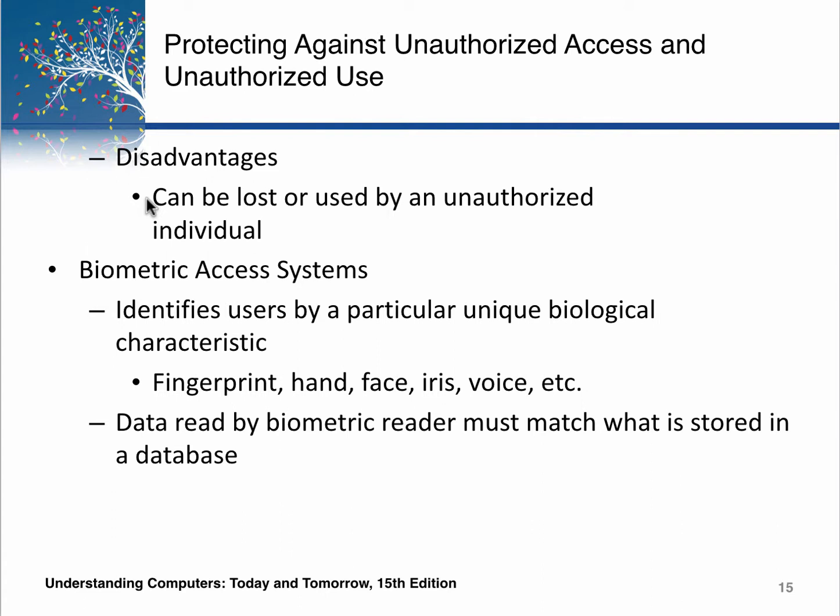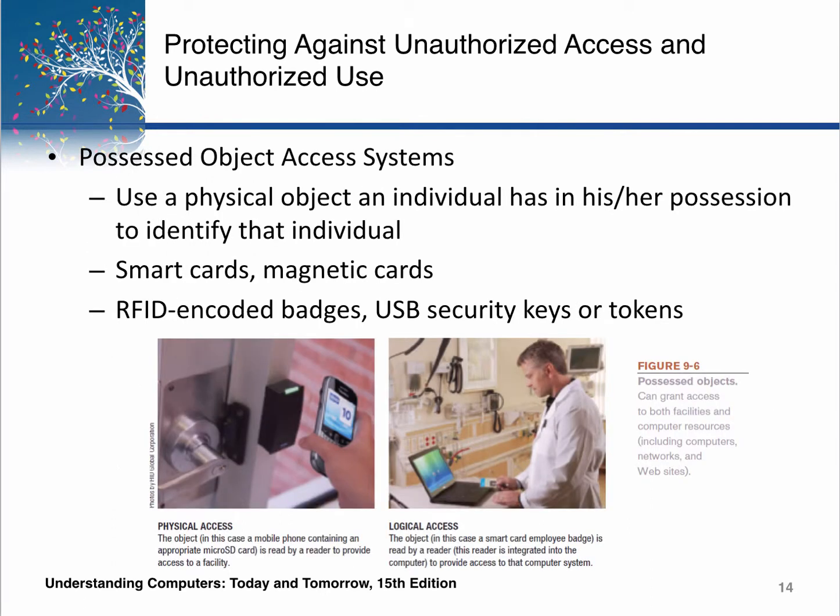A friend of mine worked in the military. He worked in military intelligence. And the issue he had is that, let's say you have a 4-star general who has a possessed object access system, something like a key card or something like that. They go to a restaurant, they get something to eat, they leave their key card there, and then when they come back on base, they do not have their object to get back into base.